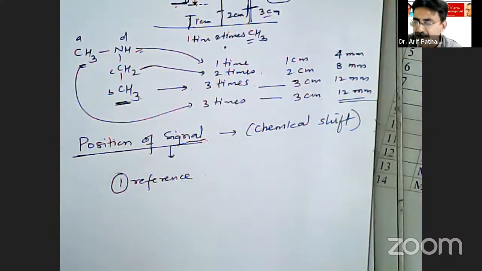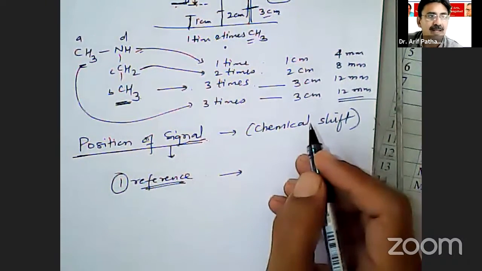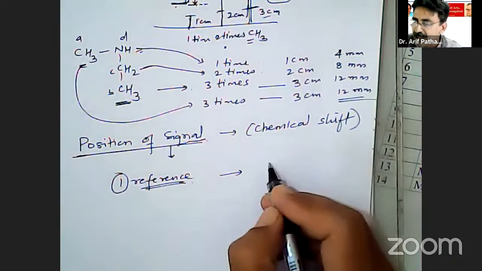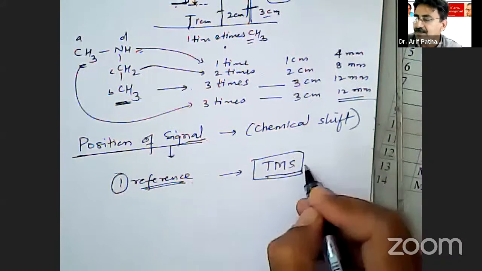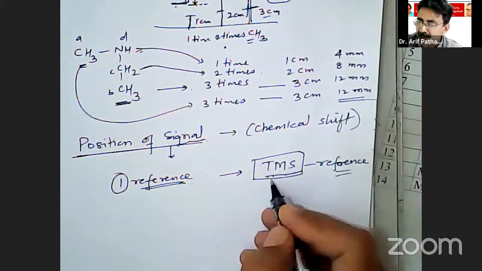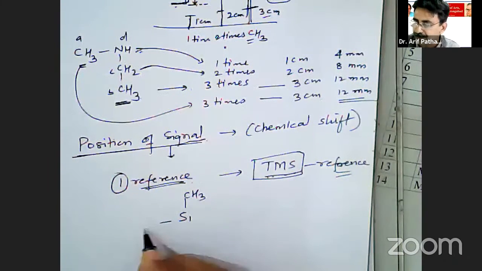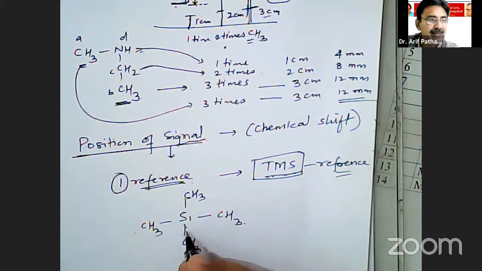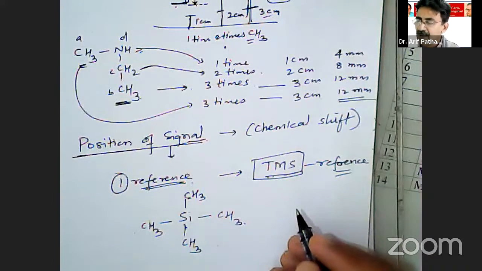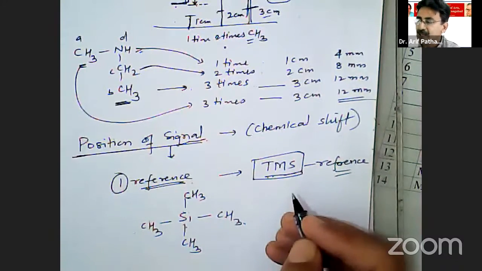Comparing the absorption frequency with the reference protons will give the position of the proton in our compound. And for that purpose, we are using TMS, tetramethylsilane, as our reference compound. What is tetramethylsilane? It is silicon with 4 CH3 groups attached. So this is tetramethylsilane, used as a reference compound. There are others too, we will see them later. For now we have to see why we use it and what its benefits are.